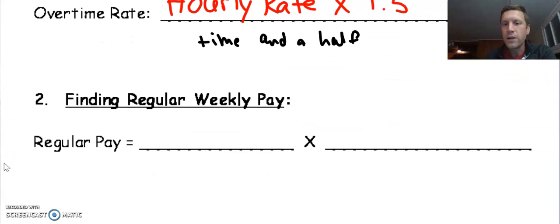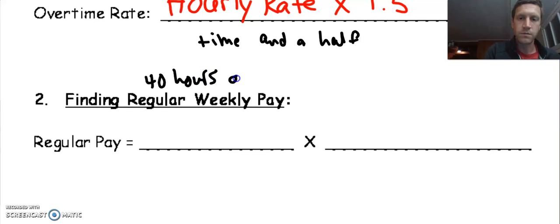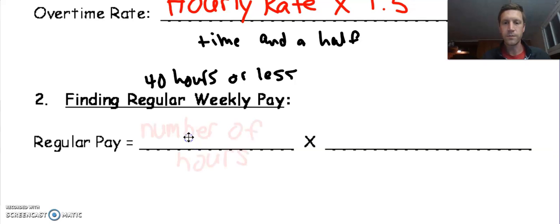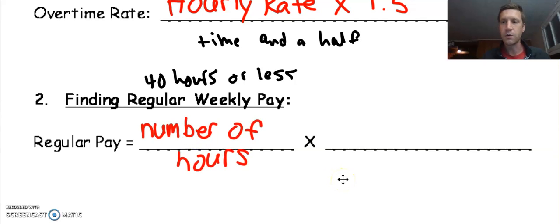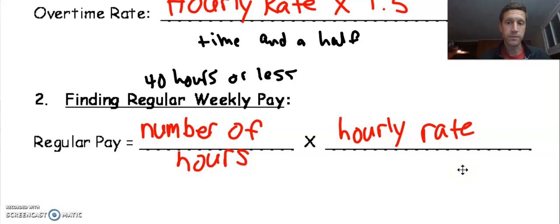So our regular weekly pay, regular means 40 hours or less, and we have a formula for that. First thing we're going to do is take the number of hours that we work, and we're going to multiply by our hourly rate, right? Very simple. That's how you figure out your regular pay for the week. Regular meaning 40 hours or less.